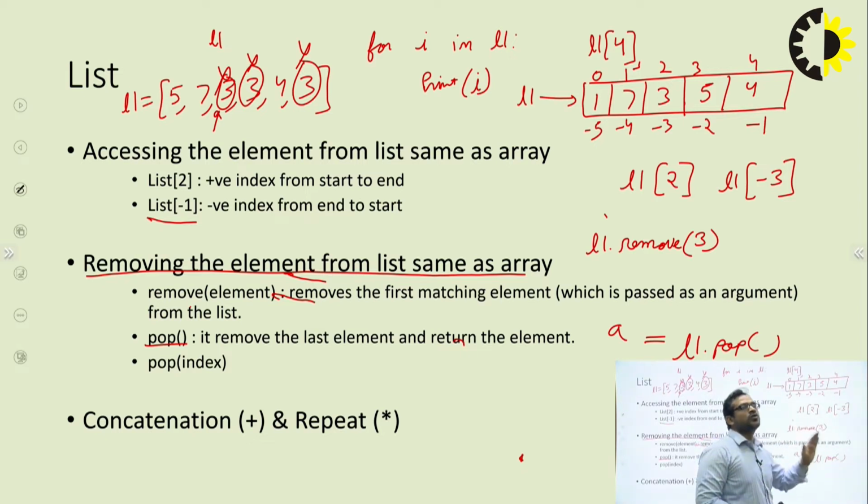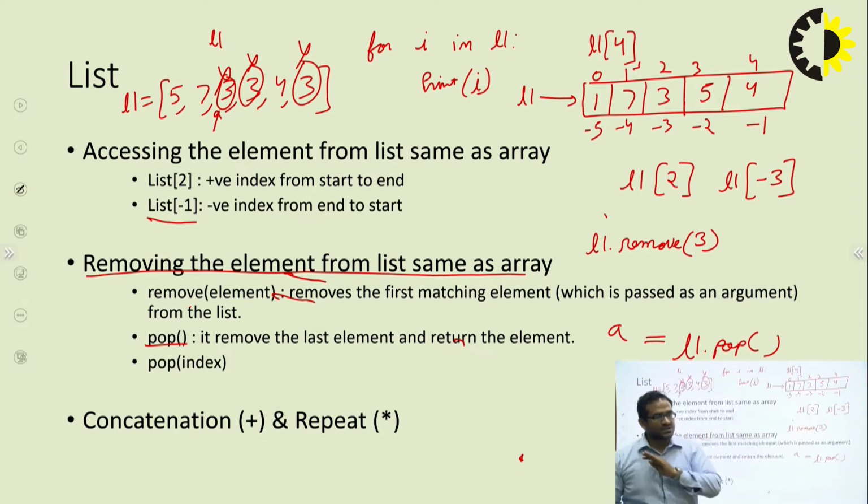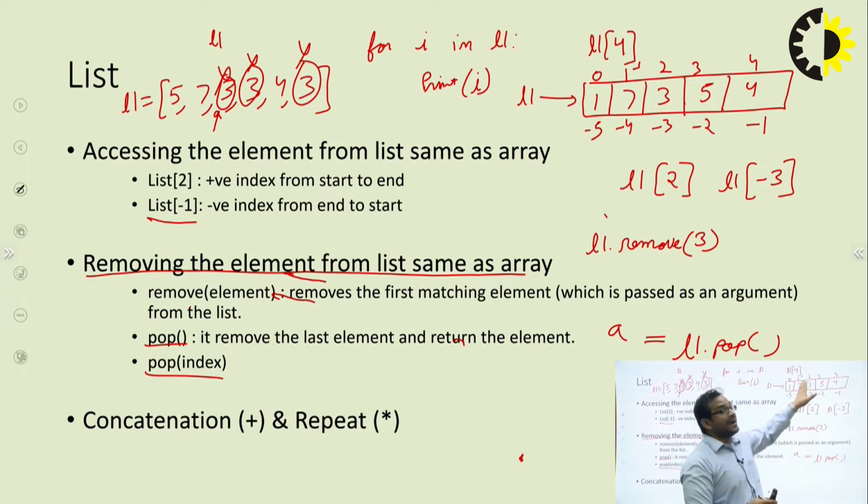If you want to store it, you can store it. Otherwise, you can just leave it. I am just popping this value and moving ahead, and it is not available in memory if you did not store it in a particular variable, right? Next, pop with an index. Same, if you want to delete an element at a particular index.